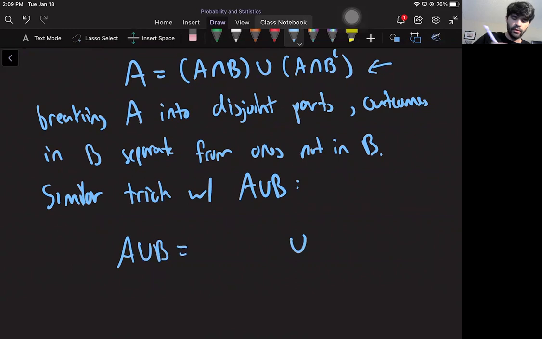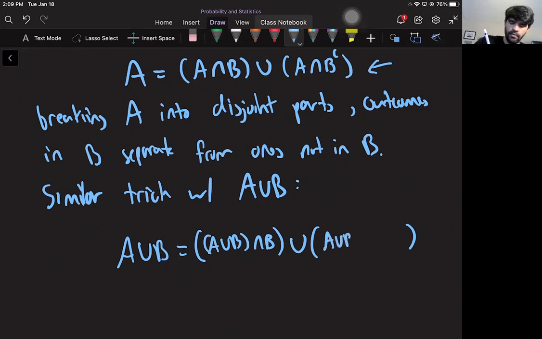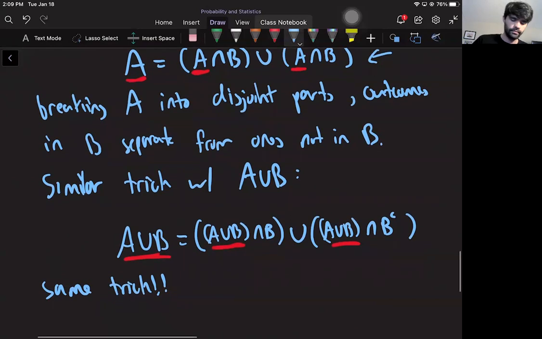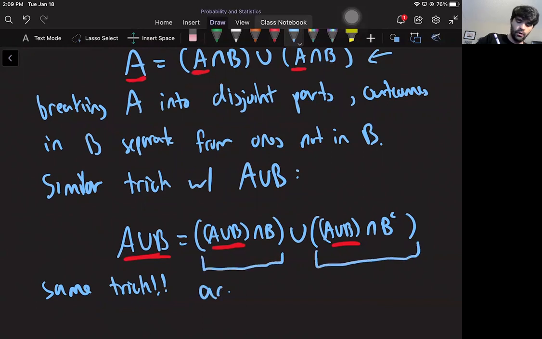So I can still do the same kind of trick, but I'm going to need these extra parentheses here. I'm going to take the parts in A union B that are in B, and separate them from the parts of A union B that are not in B. So it's really the same trick, except A has been replaced by A union B. But it's really the same trick of splitting it into parts, because I need to be able to use my formula, I need to have disjoint events. And now I do. So this and this are disjoint for the same reason that these two were.